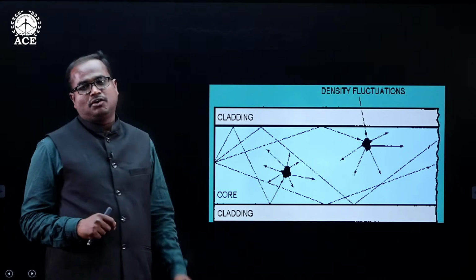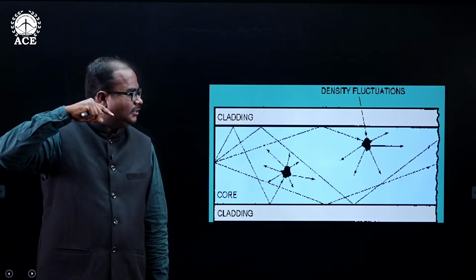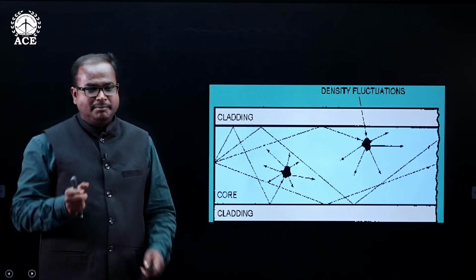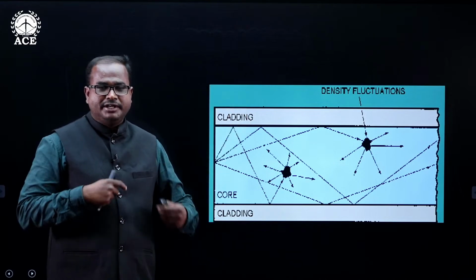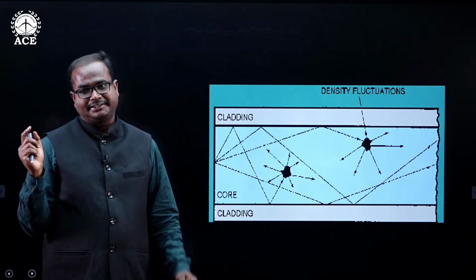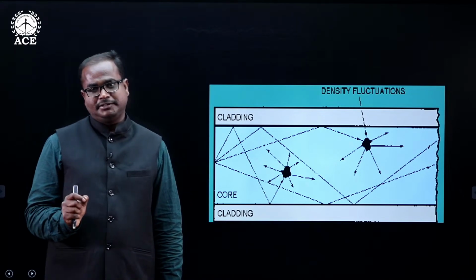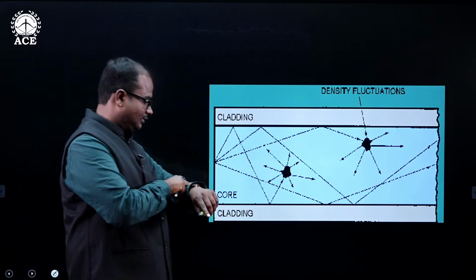Such type of energy losses. Due to the scattering, some energy will be thrown into the cladding, so the cladding material will absorb some energy. Some energy will be going in one direction, and in different directions the energy will be scattered. So because of this scattering, some energy losses will be there. Such type of losses are known as scattering losses.